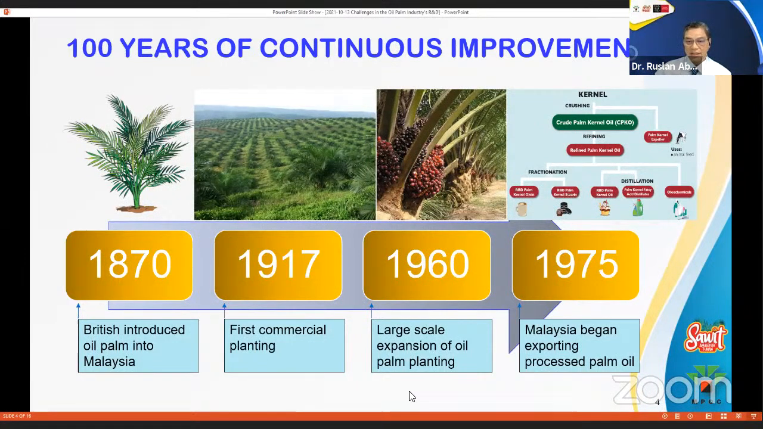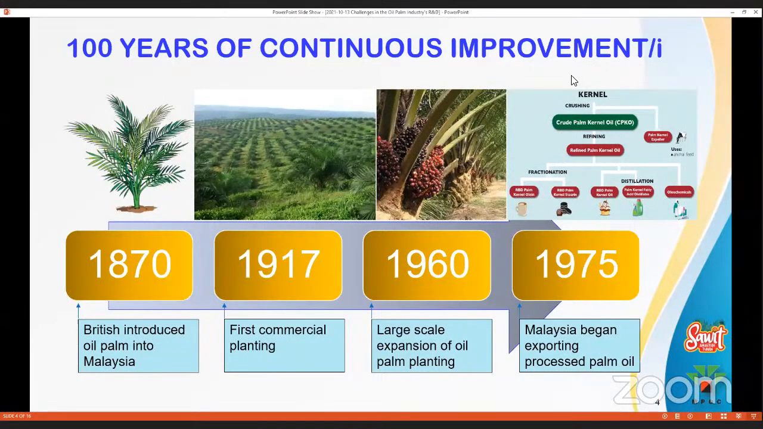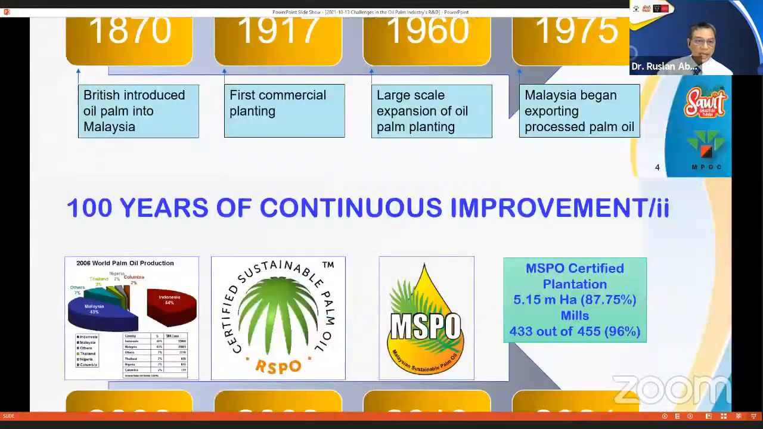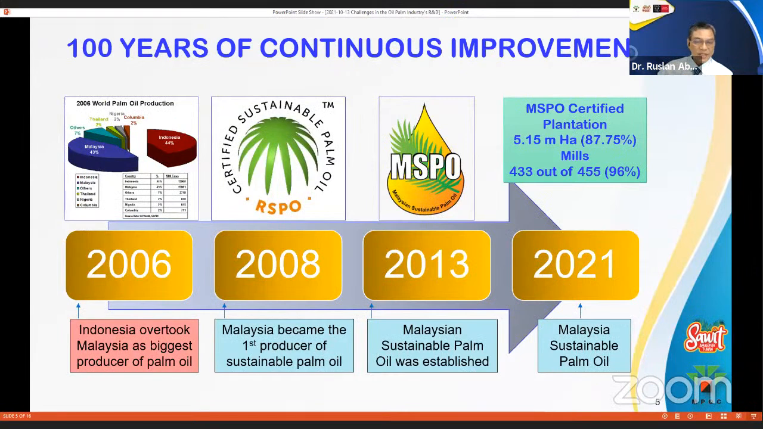And in 1960, the government embarked on a large-scale expansion of oil palm planting. By 1975, Malaysia began exporting processed palm oil through the extraction of CPO and CKO and to produce it into a specialty oil. Then in 2006, Malaysia was overtaken by Indonesia as the world's largest producer of palm oil.